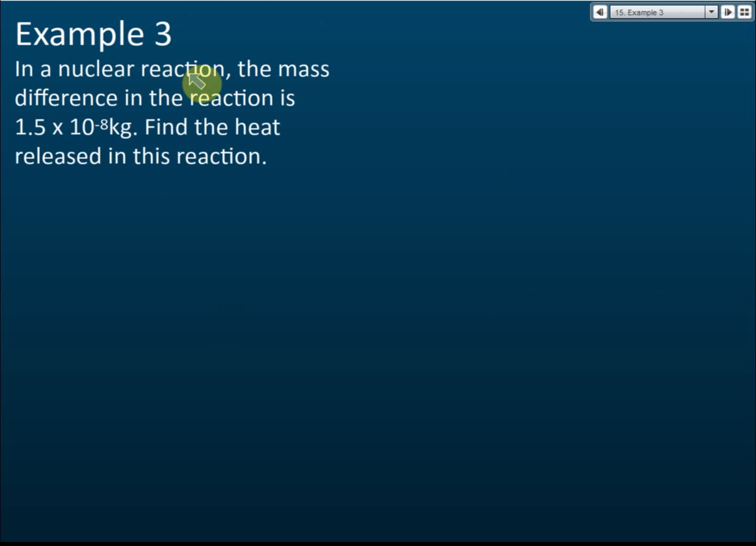In a nuclear reaction, the mass difference in the reaction is 1.5 times 10 to the power of negative 8 kg. Find the heat released in this reaction. Again, they want you to find the nuclear energy. So for nuclear energy, we use E equals mc squared. Again, c must be given. c is equal to 3.0 times 10 to the power of 8. This one is easy because they straight away give you the mass in kg.